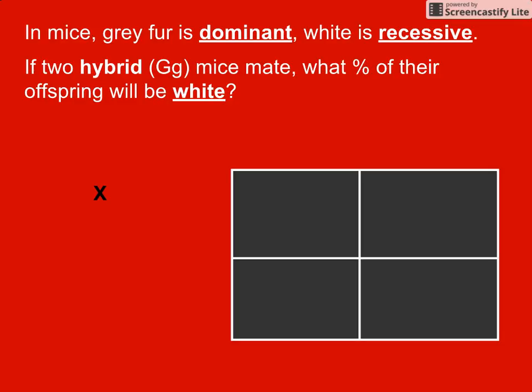All right, so let's just take a look at another Punnett square example. Again, covering those most missed concepts. So in mice, gray fur is dominant, white fur is recessive. So if two hybrid mice mate, that means two different, a mix of genes, capital G, lowercase g, what percentage of their offspring will be white? So hopefully you can pause this and go ahead and complete this Punnett square.